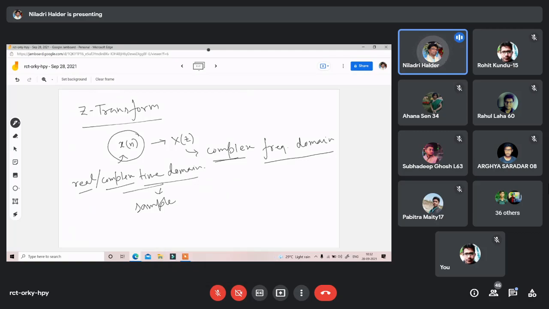It will be complex because z is itself a complex value, given by r e to the power j omega. That is the value of z, and you are calculating x[n] in terms of z, so obviously it is complex. So whatever value X(z) you will get will always be complex, and it will be in the frequency domain range. Omega is your angular frequency.